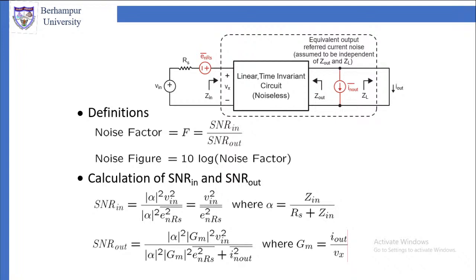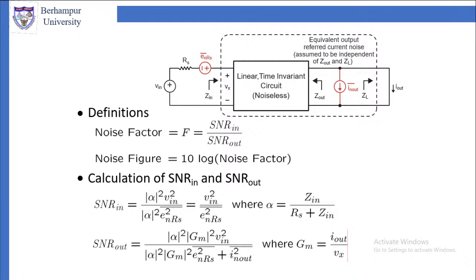Now in this expression, Gm is equal to I out by Vx. Now you can see what Vx is. Vx is the voltage across the linear time invariant circuit, which is assumed to be noiseless. Look at the figure. Within the dotted box there is a box which is the LTI circuit, which is noiseless.